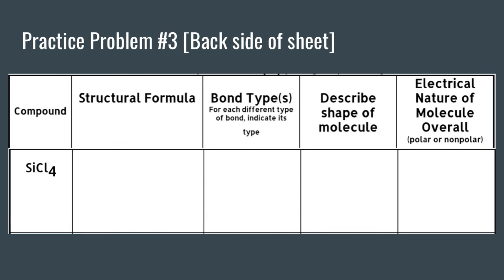The next one we have is a little bit trickier. So if you flip to the back side of your worksheet, this is SiCl4. The first thing we want to do is start with our middle substance, which is going to be silicon. Silicon is in group 14, so it's going to have 4 valence electrons. And then we're going to put 4 chlorines around it. Mine's going to go outside the box a little bit, but that's okay. And chlorine's in group 17, so it's going to have 7 valence electrons.